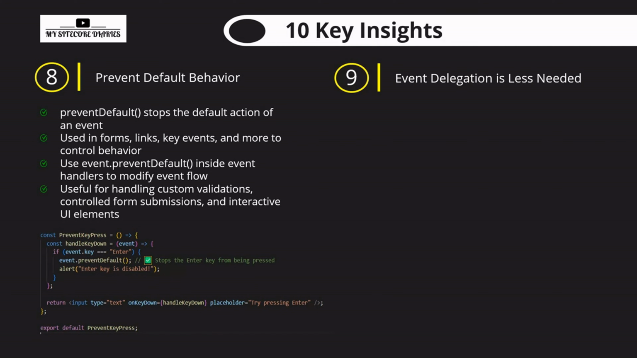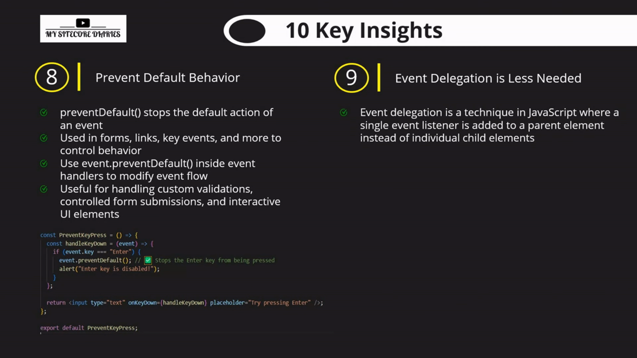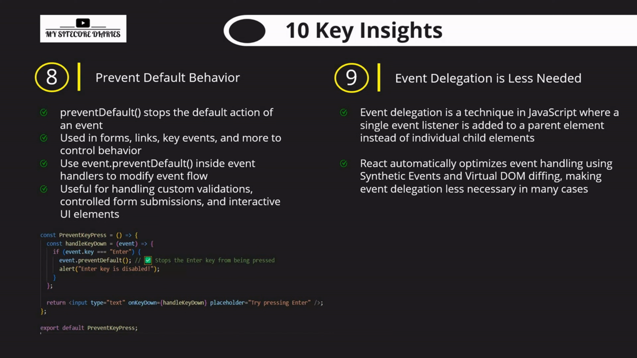The ninth point is event delegation is less needed. In JavaScript, event delegation is a technique where a single event listener is added to a parent element instead of individual child elements. This improves the performance. React optimizes event handling using the synthetic event and the virtual DOM typing. Virtual DOM typing is basically React updating only the necessary part of the DOM, reducing the need for manual delegation.